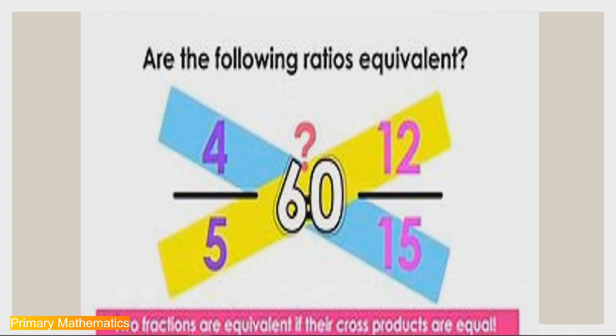Good. Are the following ratios equivalent? We have 4/5 and 12/15. Are they equivalent? All right. Now, one easy way to find out if they are equivalent is that when the two fractions are multiplied, the cross. So let me go to the board.